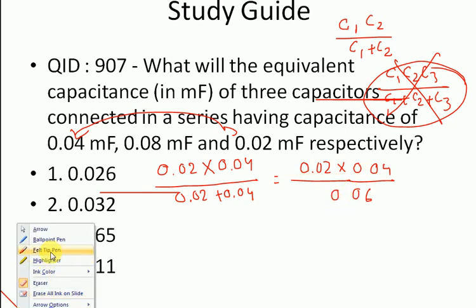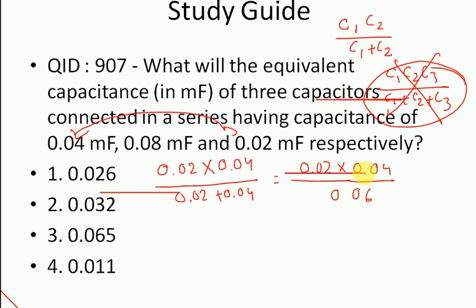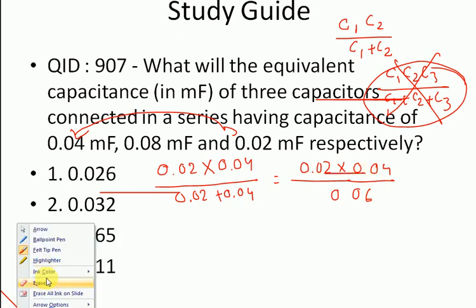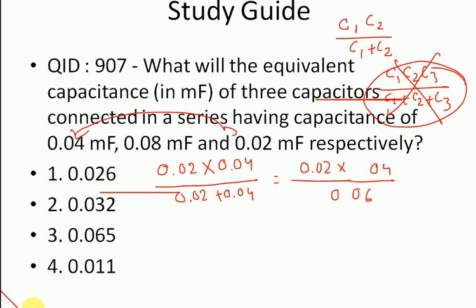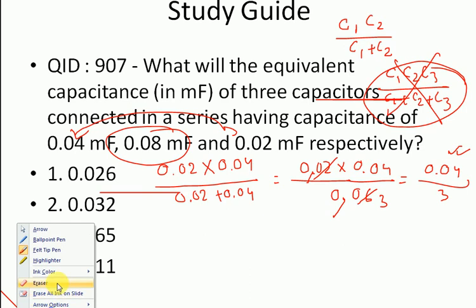If I eliminate this point, what will happen? 2 and 6, so 2 by 6 is 3. This much calculation you can do in your mind, and your calculation should be faster. So 0.04 by 3. Now you have to make a parallel combination of 0.04 by 3 with the 0.08. There is another capacitor, 0.08. No need of any calculator.